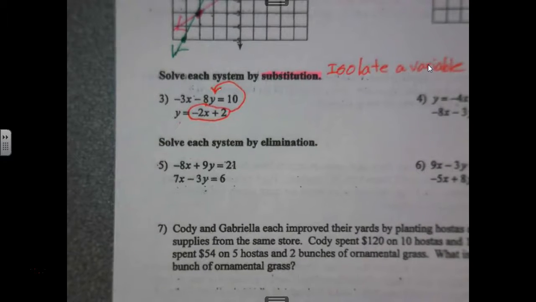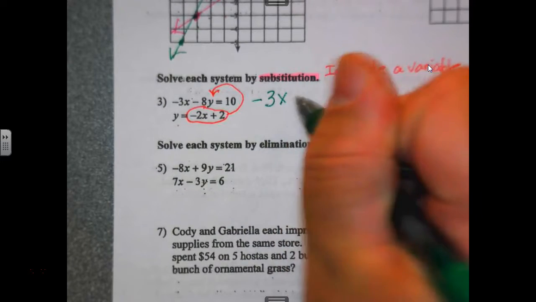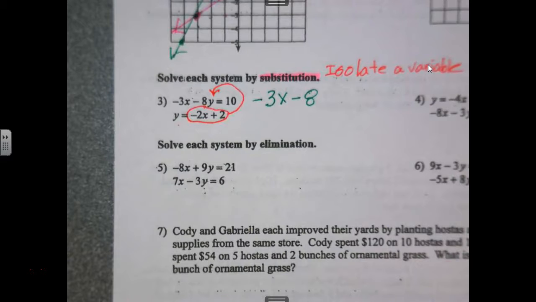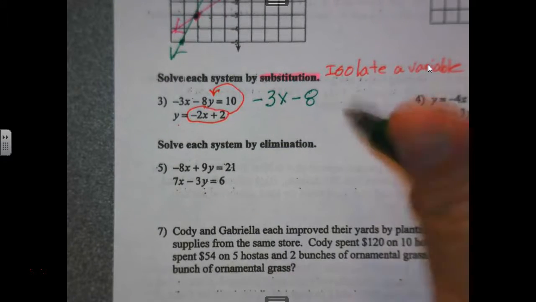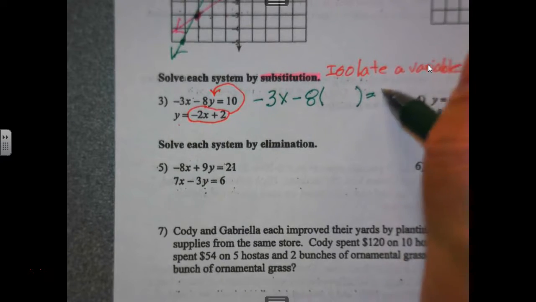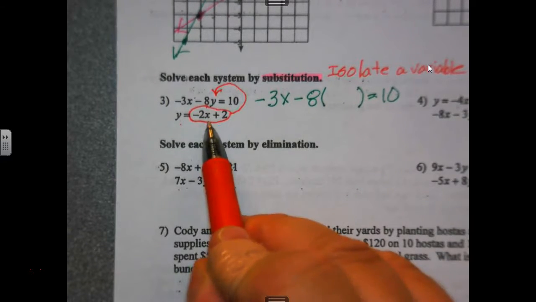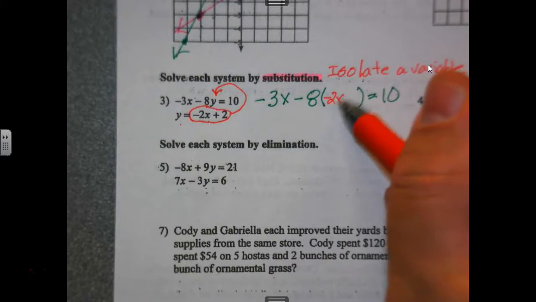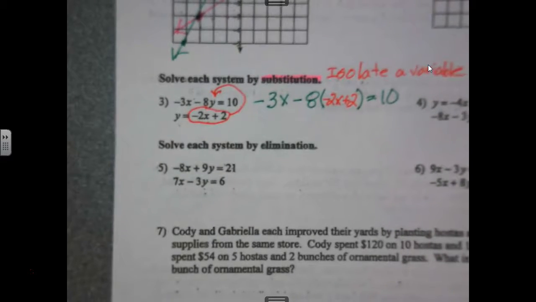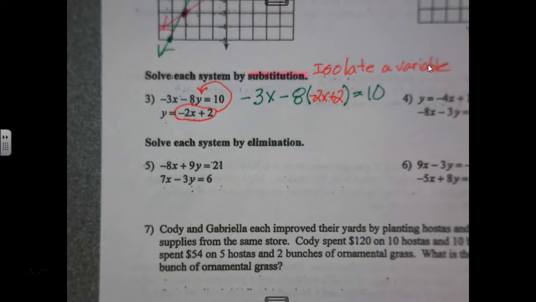Now, I've seen all kinds of mistakes happen to this. If I were you, I would write down the equation the way it is, negative 3x minus 8, and where the y is supposed to be substituted into, put parentheses there. That's my y equals 10. And then all I'm going to do is substitute what my y is. Negative 2x plus 2. That way I don't make mistakes, especially when you have to distribute.